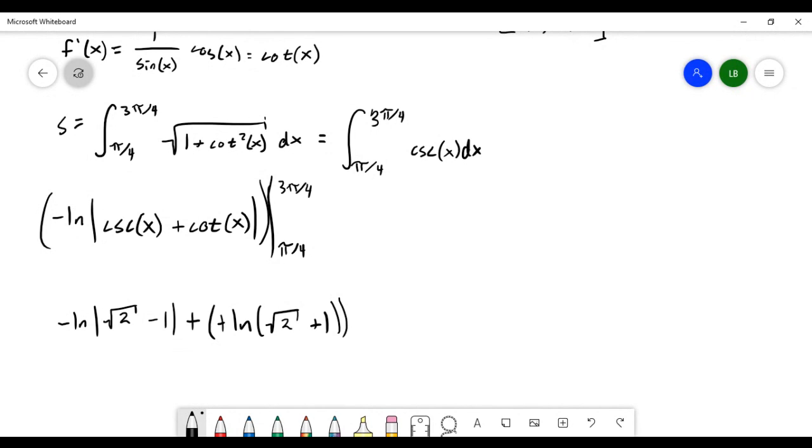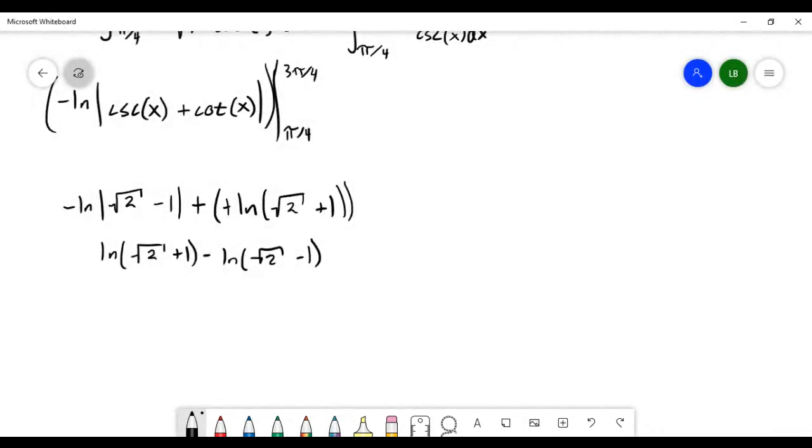Then we simplify, plus a positive, and we can use some log rules. Here we have natural log of root 2 plus 1 minus natural log of root 2 minus 1. If you're subtracting two logs that have the same base, you can rewrite them with the fraction inside, like so. And that would be our final answer.